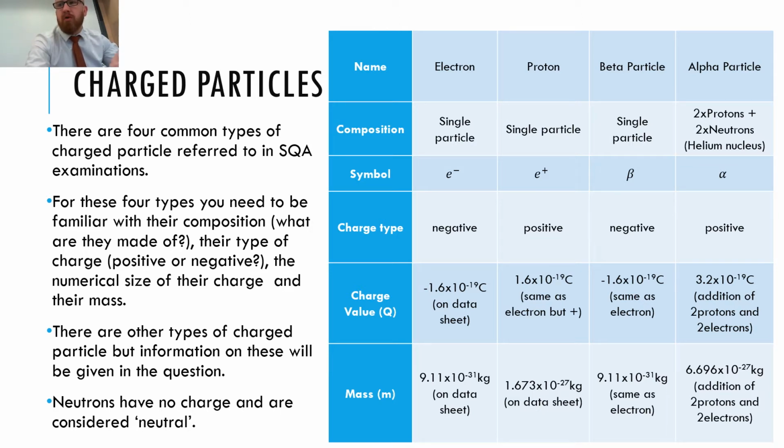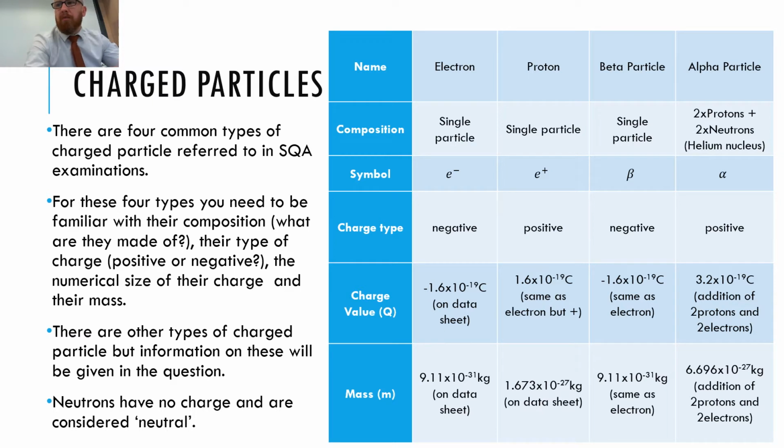Now, a proton, single particle, e with a plus, so it's basically same charge as an electron, but it's positive rather than negative. It's positive and it has a much larger mass. Again, it's on the data sheet. That's 1.673 times 10 to the negative 27.